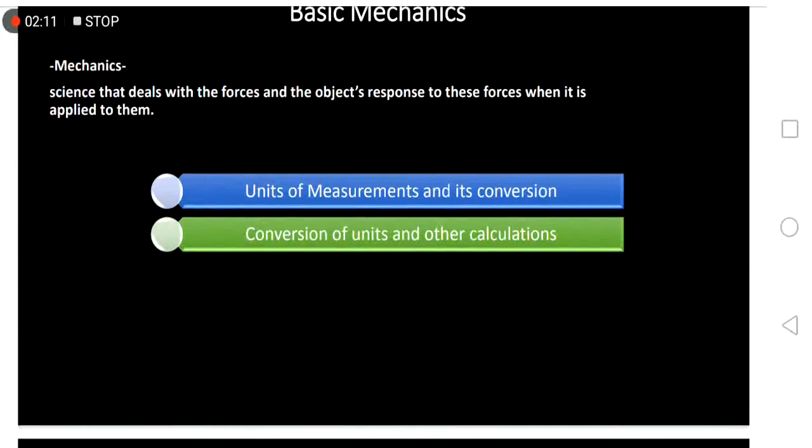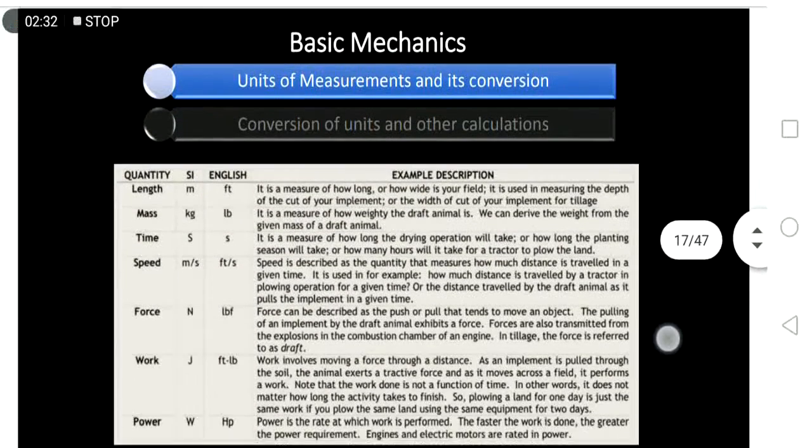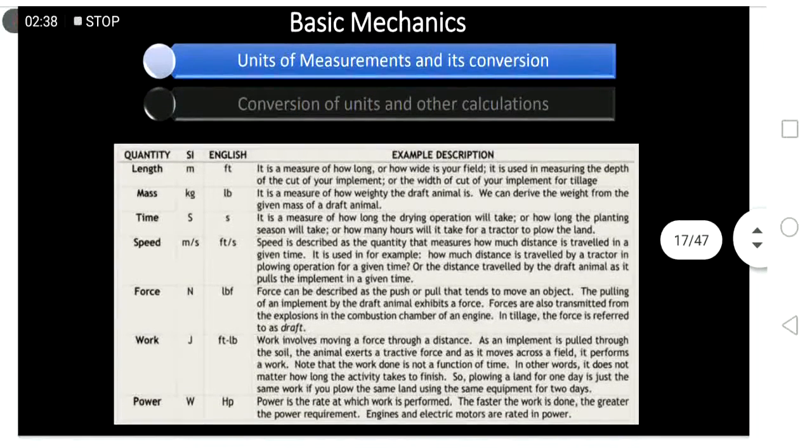Okay. So we have here the basics or fundamentals that we must know. Of course, we need the measurements and the conversion of units, and then other calculations. So first, for the units of measurement and their conversion, you can see here the table of the basic quantities used in mechanics, and their English and SI units, and then an example description of the quantity. So we use terms, for example, length, mass, time, speed, force, work and power, energy, and so on, to quantify the various physical activities involved in our farm operations.